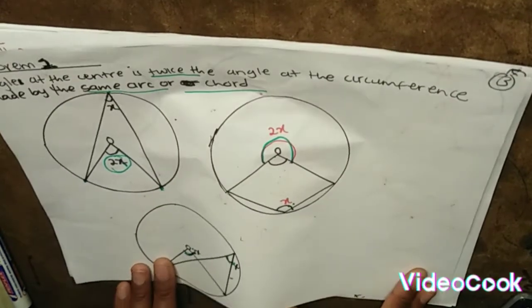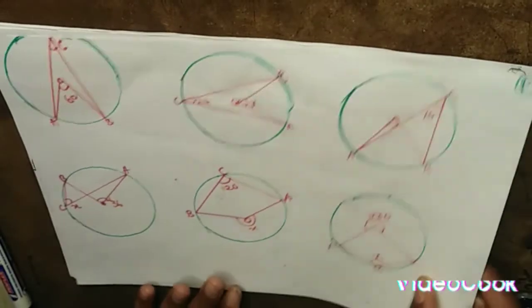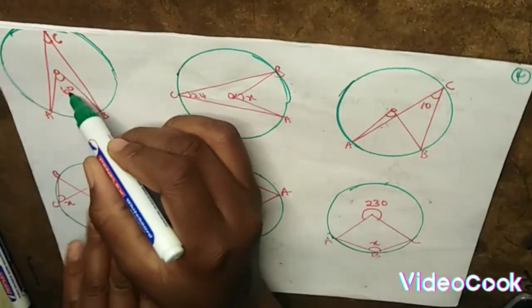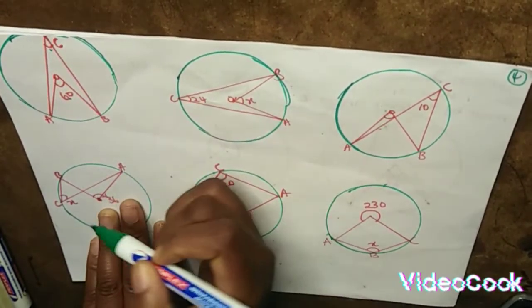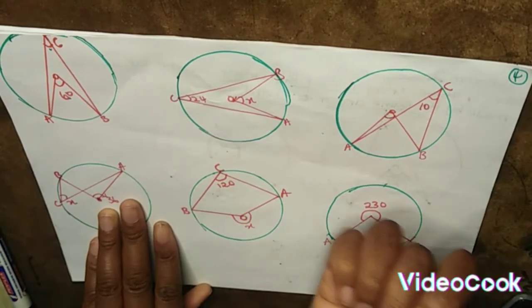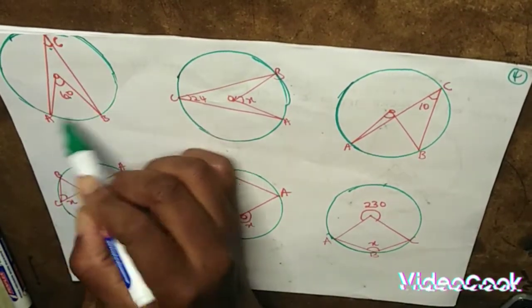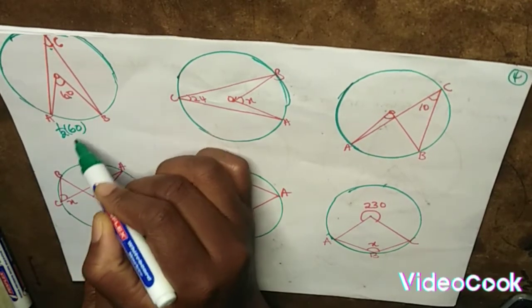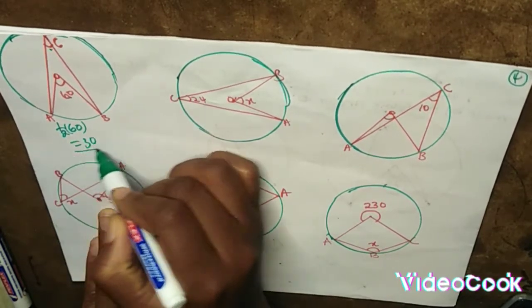So with that being said, let's see if we can attempt a few questions here. So we are given this one as a 60. What about angle C there? So angle at the center is twice the angle at the circumference, meaning our angle at the circumference is going to be half of 60. Half of 60, which is just a 30, right?